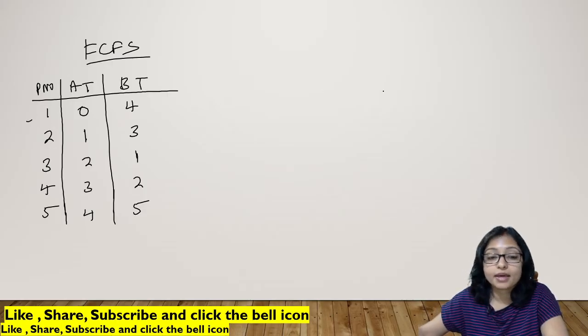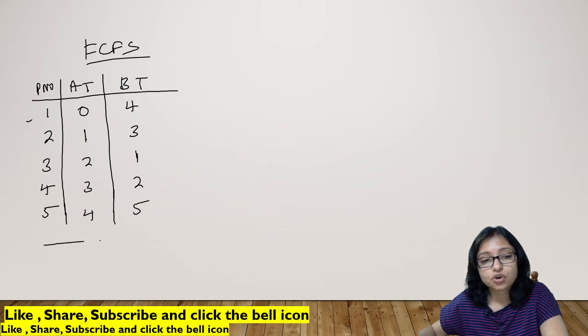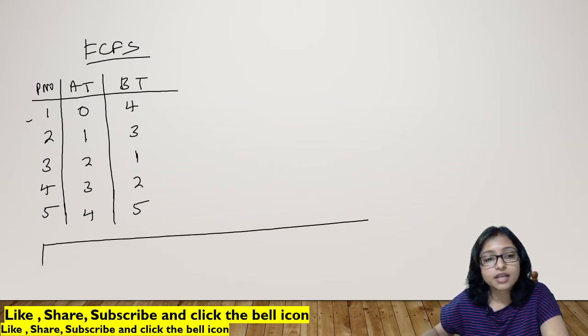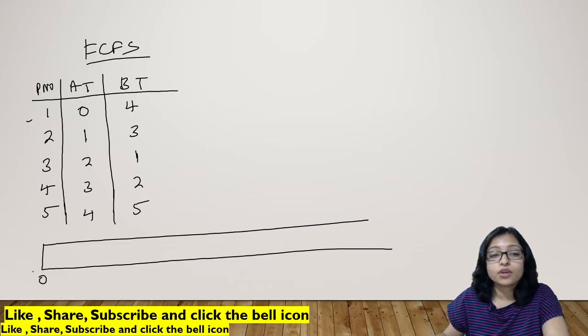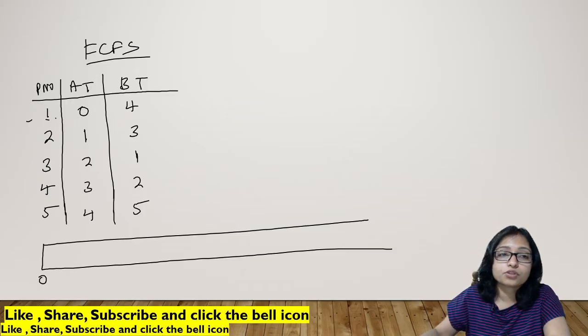Here we will prepare a Gantt chart. This is called the Gantt chart. It is always started with 0. When it is arrival time 0, who arrived? Process 1 arrived. So I will take process 1.